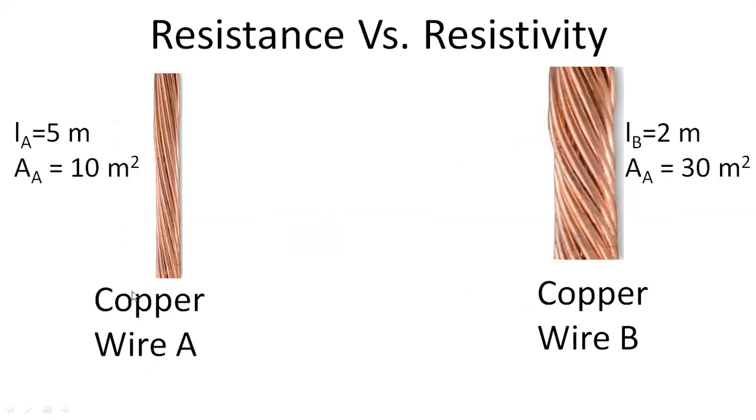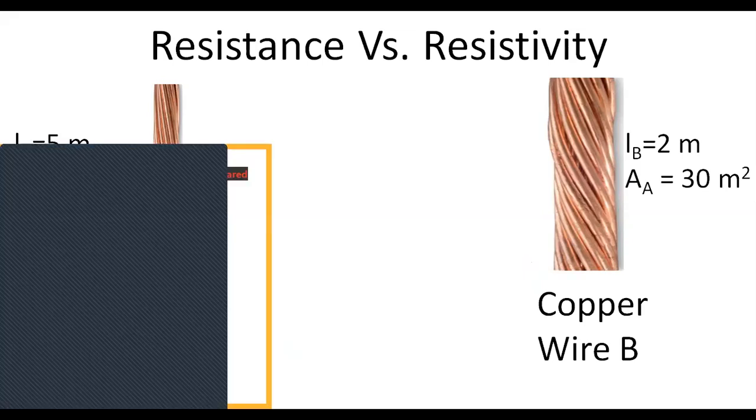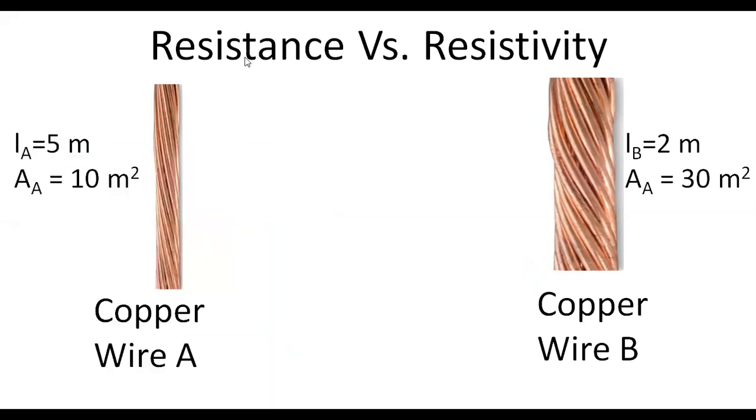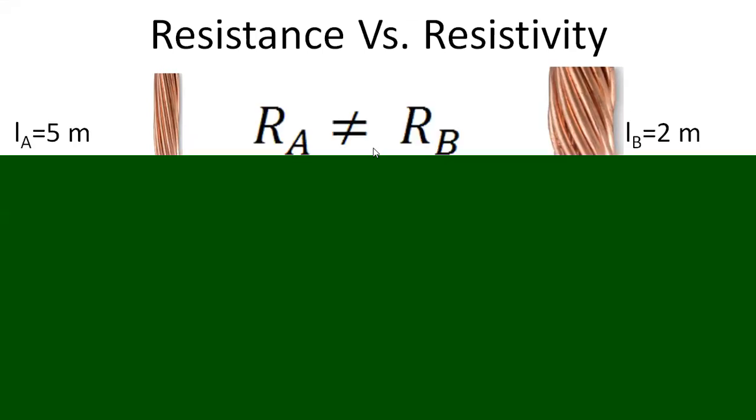So for example, we have taken two copper wires, copper wire A and copper wire B. Length for copper wire A is 5 meter, while it is 2 meter for wire B, and area for wire A is 10 meter square, while area of B is 30 meter square. Give me response in chat box. Do you agree that both these wires will have different resistance as their length and area are different? So I will write down: resistance of A and B are not equal because both have different length and area.